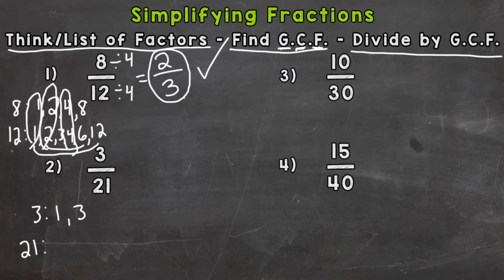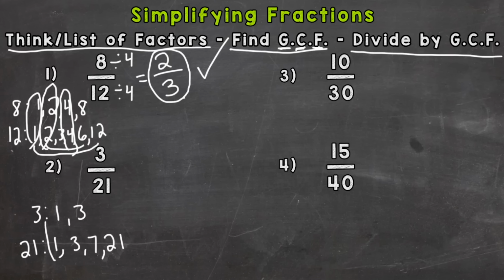21 is composite, the opposite of prime, so there are more than just the number 1 and 21 itself. So let's start with 1 and 21, and I'll put a gap in there because I know there are other factors. Any other numbers that we can think of that can equal 21? Hopefully you're thinking 3 and 7.